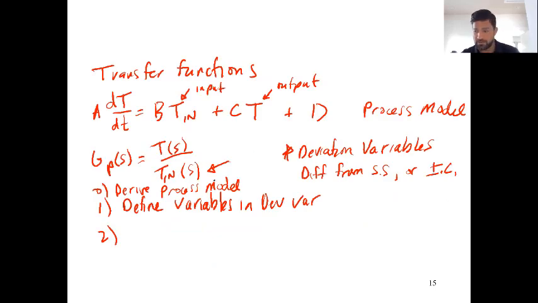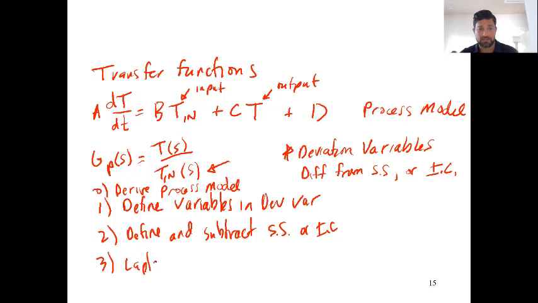So the next step is to define and subtract the steady state or initial condition. When we did this, we essentially converted all the variables to deviation variables, and all the constants were removed. The next thing we took the Laplace transform, and then finally we solved for G of S. So that's the overall process, and again, you can review what we did last time.